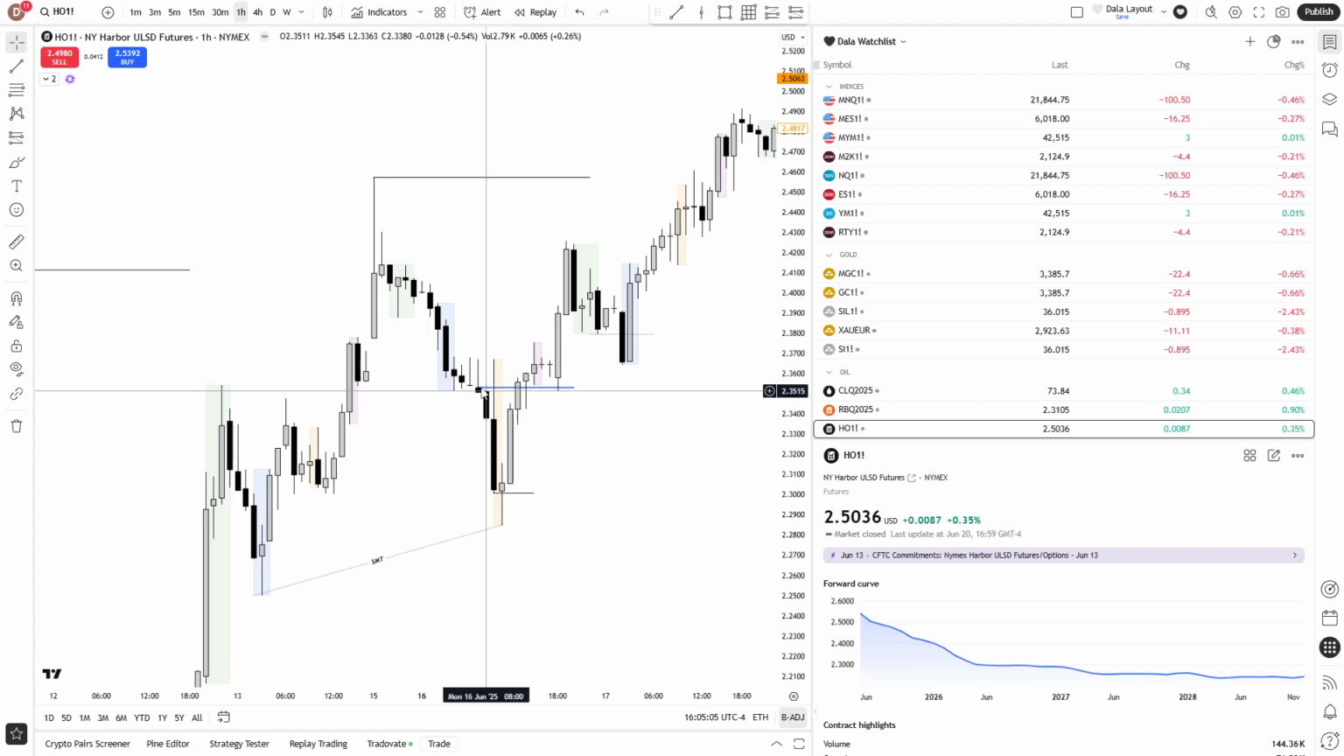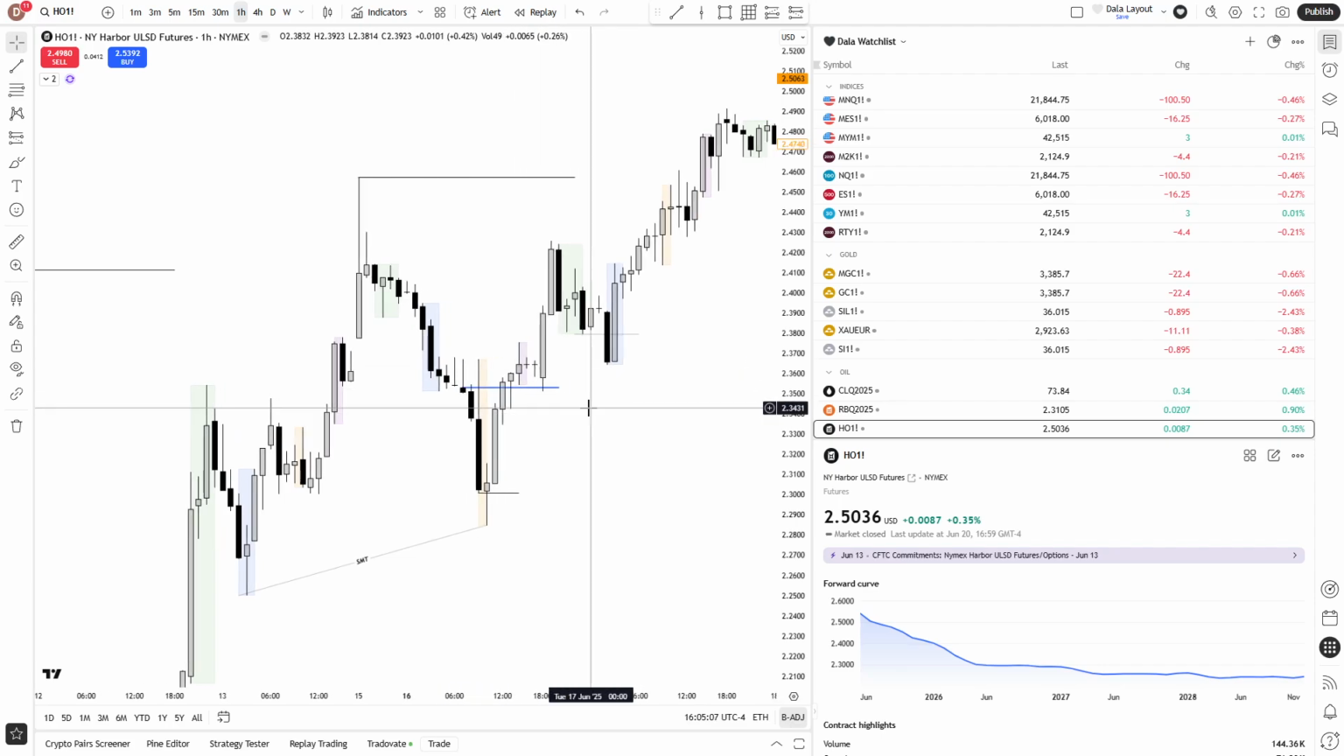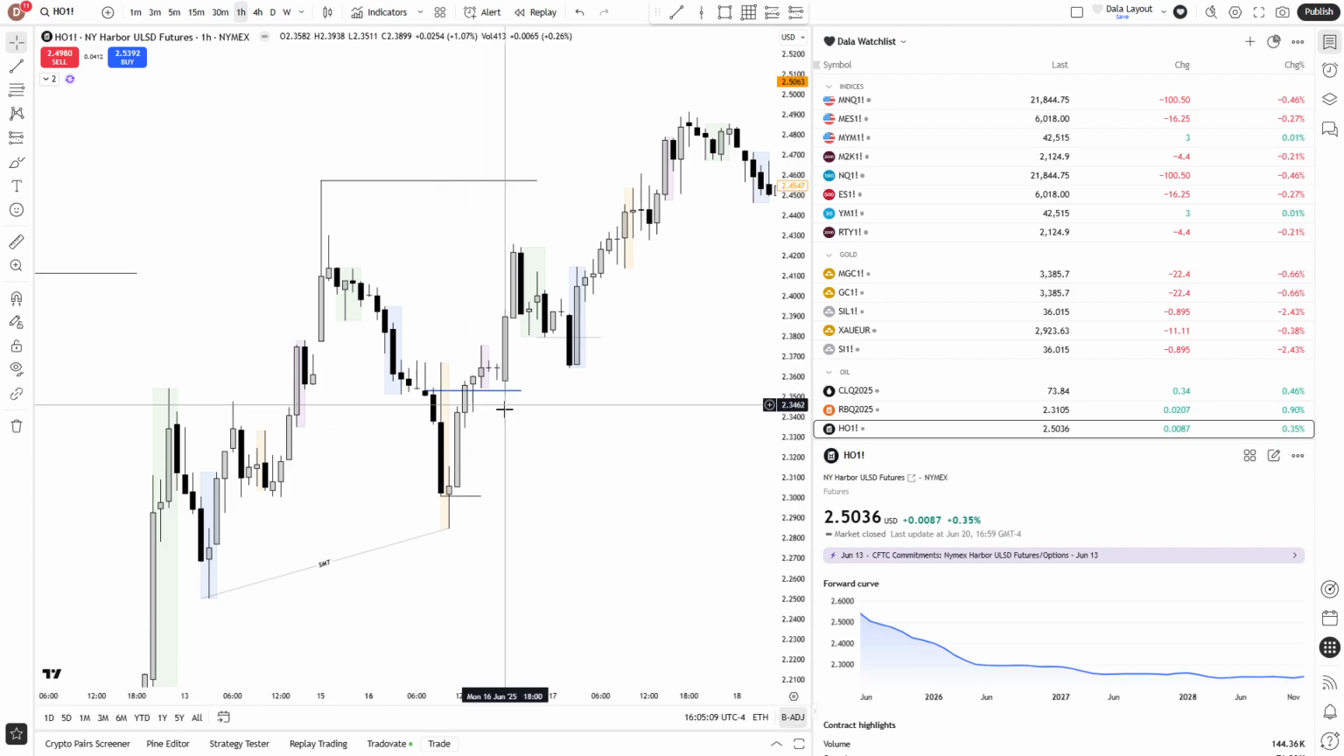Now, since this is a significant level where we want to see price react off, what other levels are there here? We already have an established low here. Now, can we know for certain that this is the low of the week? No, but we can know for certain that the next day should expand away from this low.